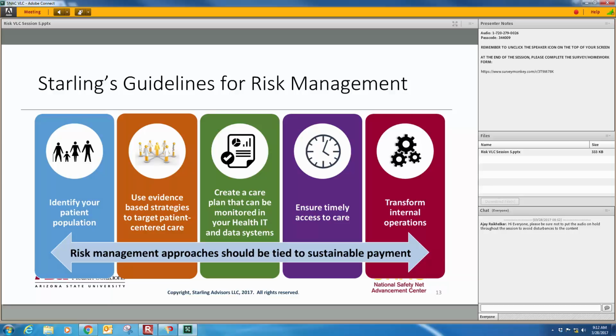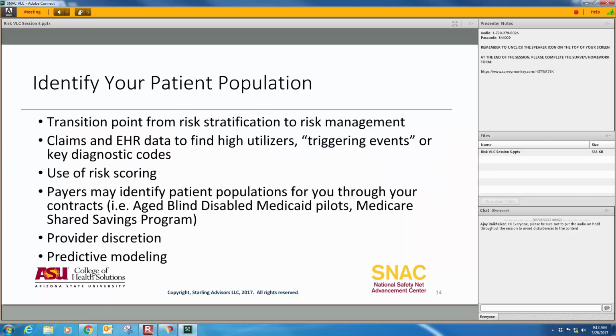And then ultimately, going across all of these is this idea which many of you, I know, are facing: these risk management approaches are only as good as our ability to sustainably provide them. And so part of what we think is especially critical for safety net organizations is that they be thinking about how their existing payment models, or models of payment that they might be considering with different payers in their market, are really going to support them in their endeavors around risk management. So let's just talk about these in a little bit more detail.